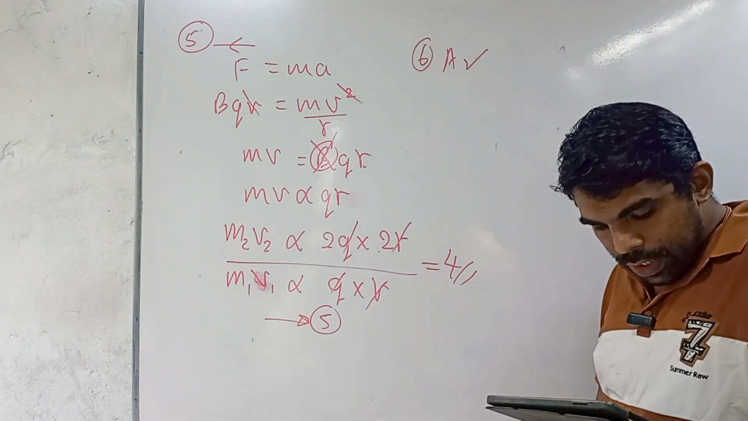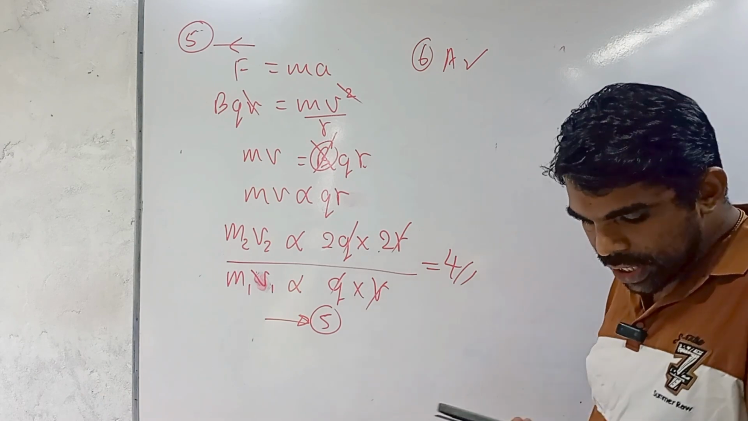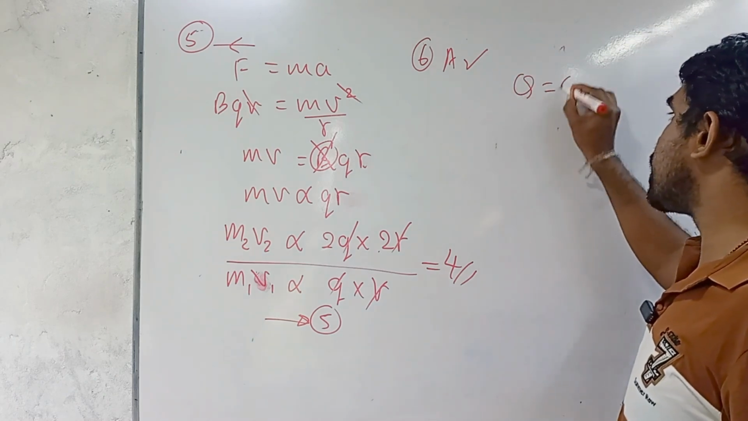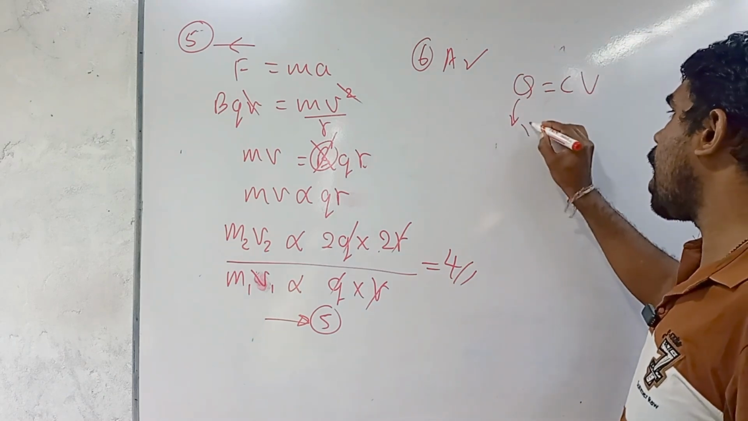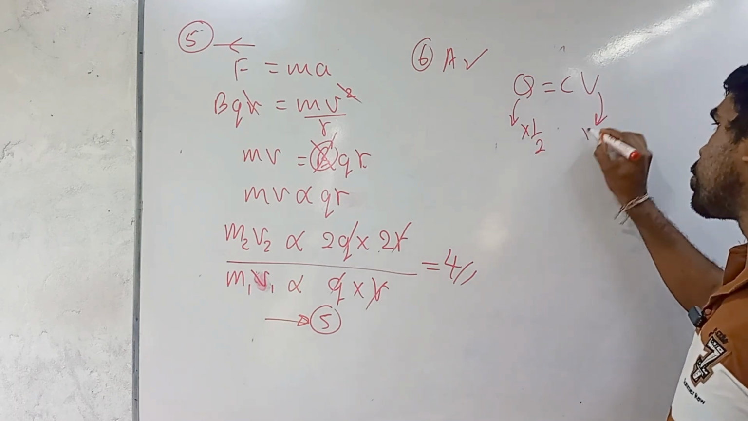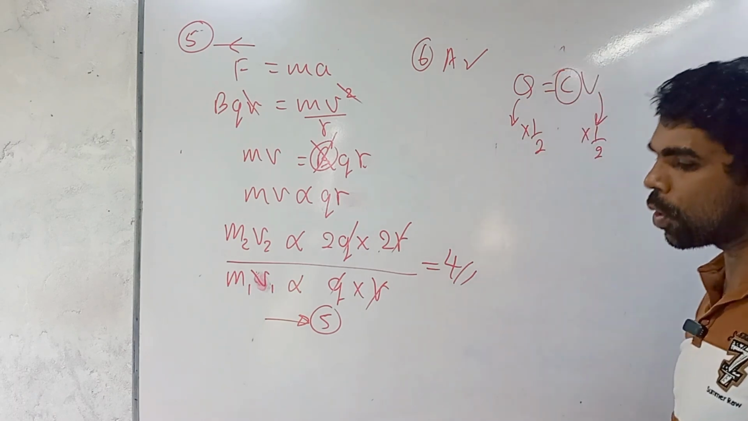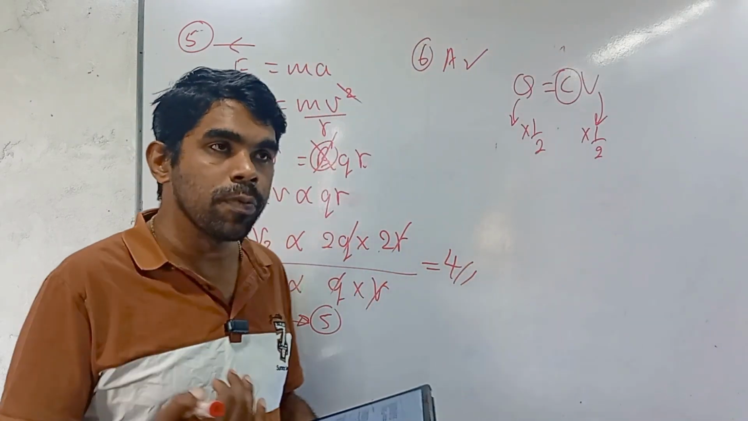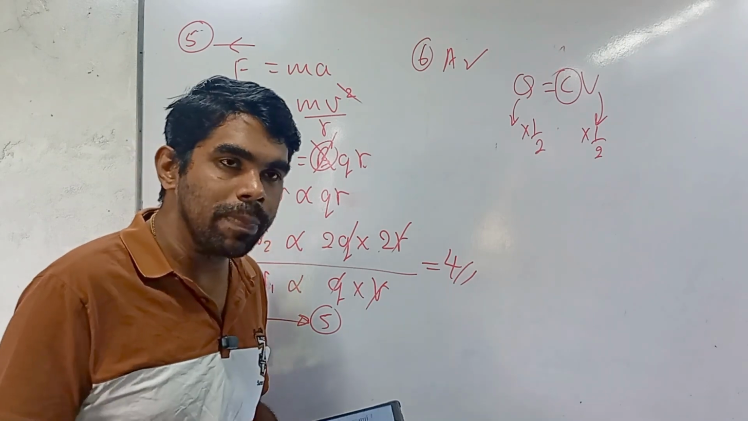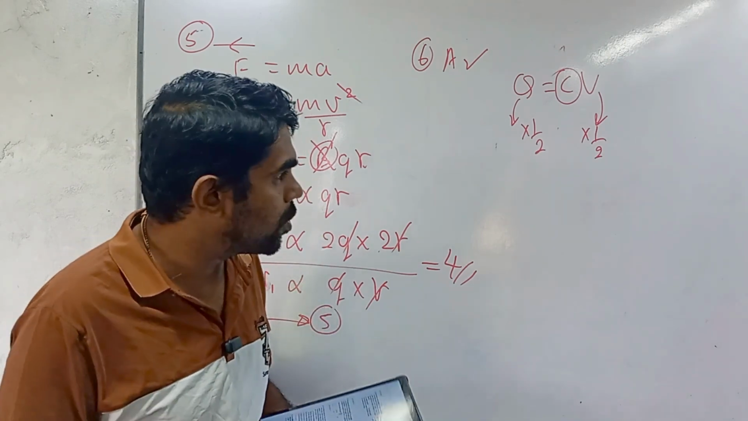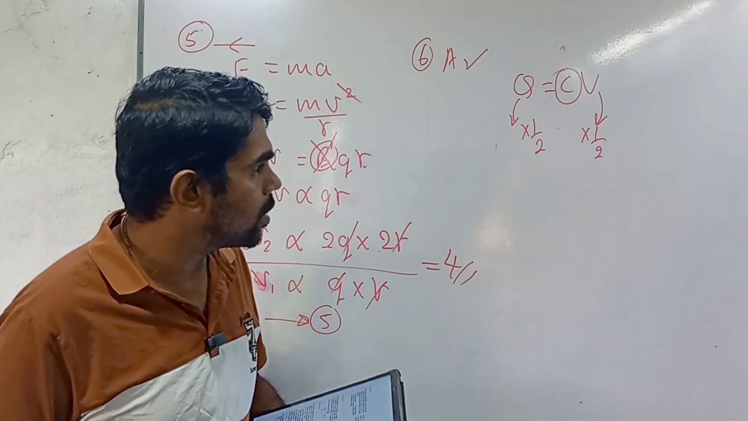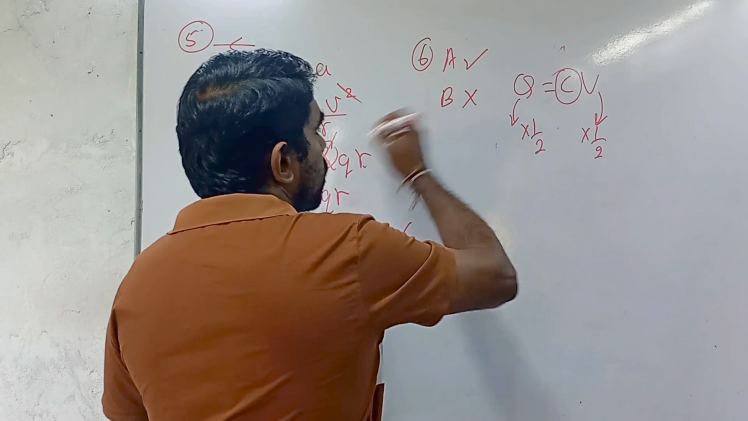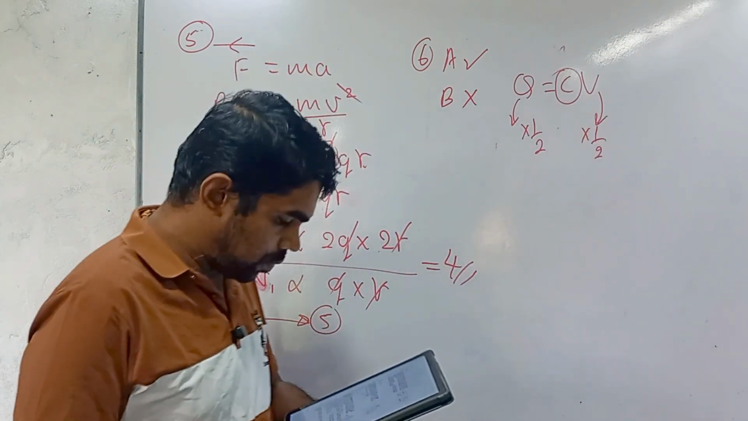Statement B. The voltage across capacitor X does not change from its initial value. We can consider the equation Q equals CV. When Q is half of its initial value, V is also half of its initial value. C is constant because C depends on the permittivity of the medium, the area of one plate and the gap between two plates. We are not changing the capacitors. Therefore, statement B is false.